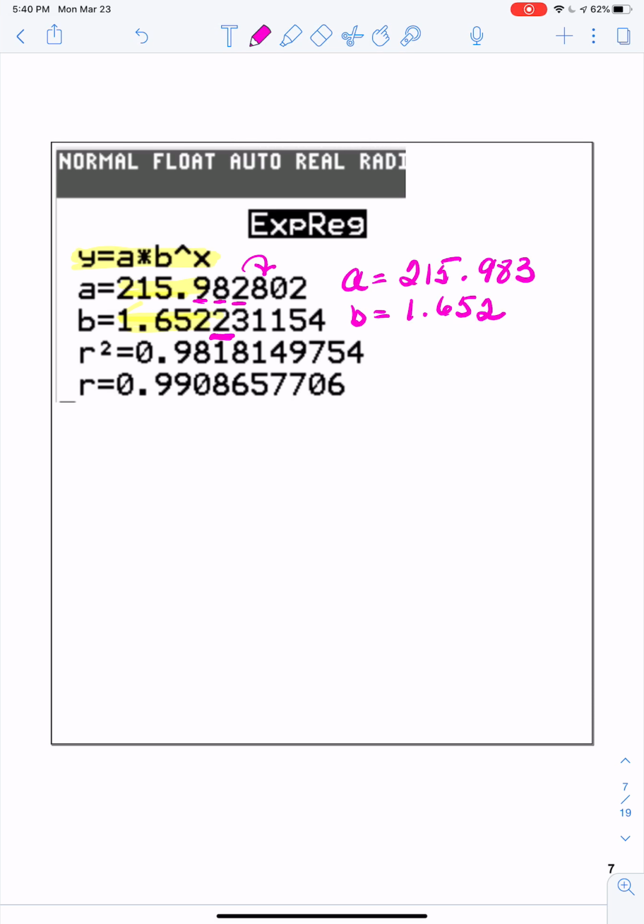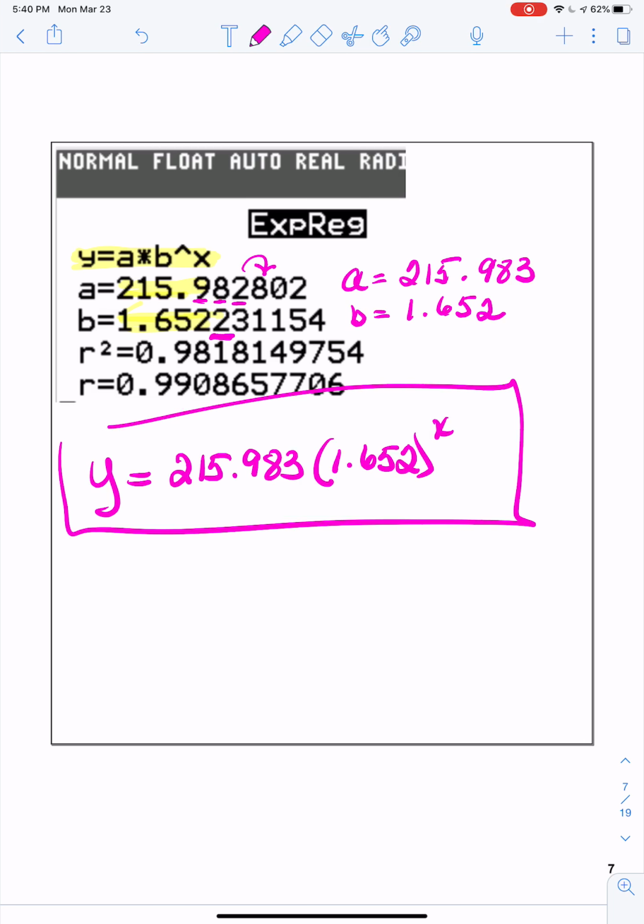And then you just have to rewrite it. So your final answer here should be y is equal to 215.983 times 1.652 to the x power. And that is your final answer. Okay? Again, if you don't have a calculator, this is going to be very, very difficult for you to do, but we'll do the best that we can.